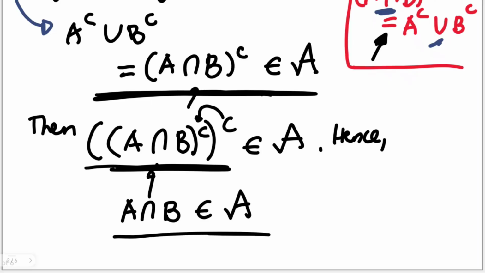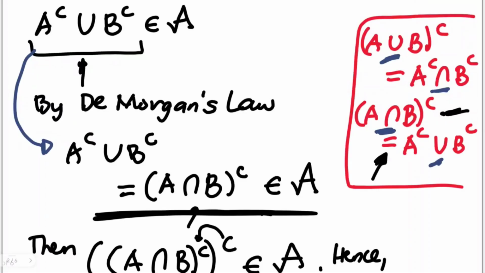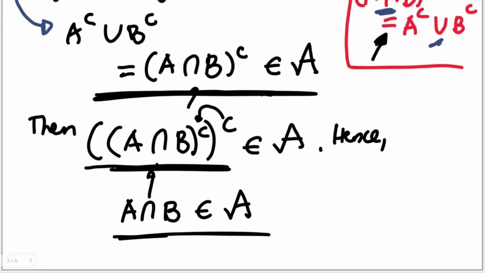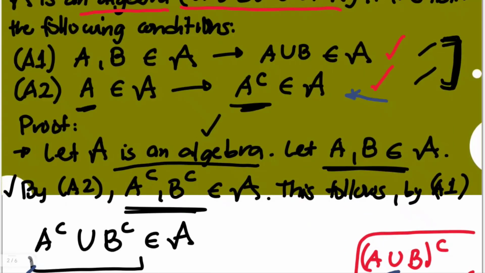And this is what we're trying to show for this implication. It's not declared in the definition of the algebra of sets, but with the use of those two conditions and De Morgan's law, we were able to establish from all these arguments that the intersection of A and B should also be an element of script A. This tells us that the finite intersection of sets, as long as they are elements of script A, which is already identified as an algebra, is already closed as well under finite intersection.